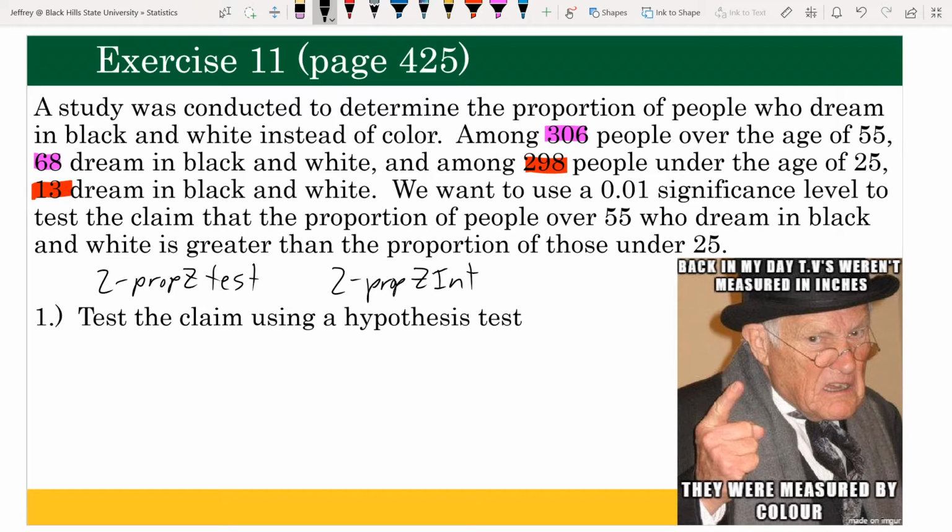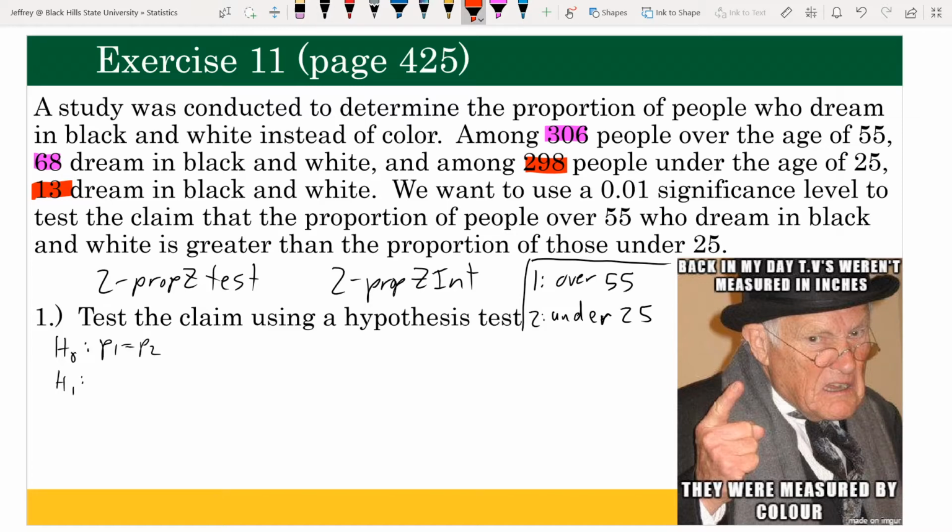What I'm going to do is first label what my population 1 and 2 are. I'm doing this because it will make it far easier towards the end when we write our interpretation. So our first group, I'm going to label as population 1, will be those that are over 55. And our second population will be the group that are under age 25.